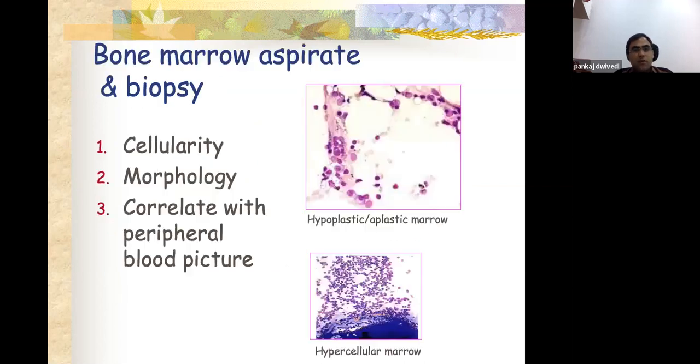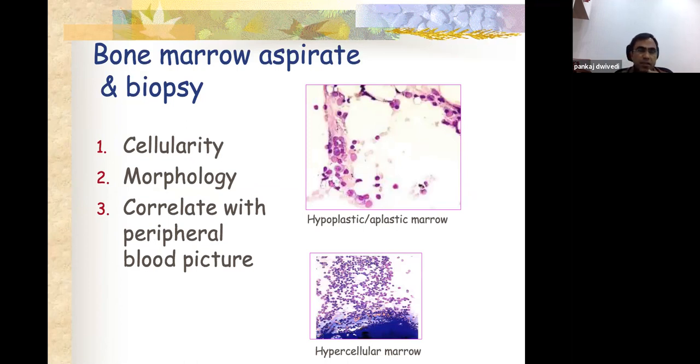Axial wrist and forearm, absent radius. Now, what you see in the actual bone marrow: every time you have to go to the lab to see the bone marrow. Bone marrow tells you many things about the pathophysiology of this pancytopenia. You have to see the cellularity and the morphology, and correlate with the peripheral picture. I will tell you one example.